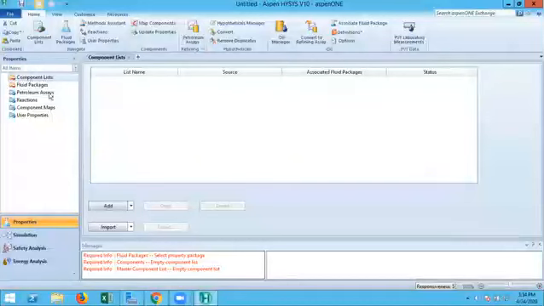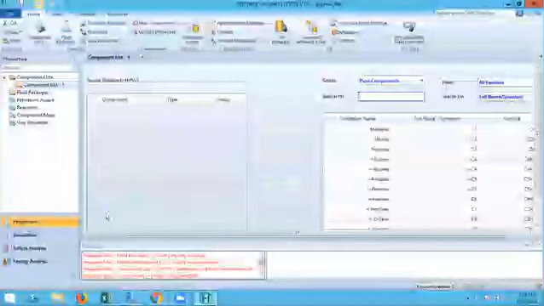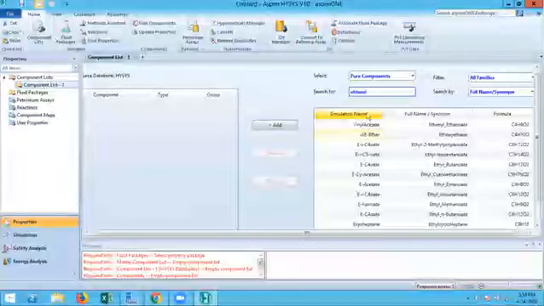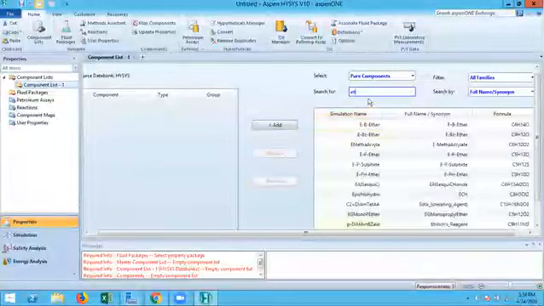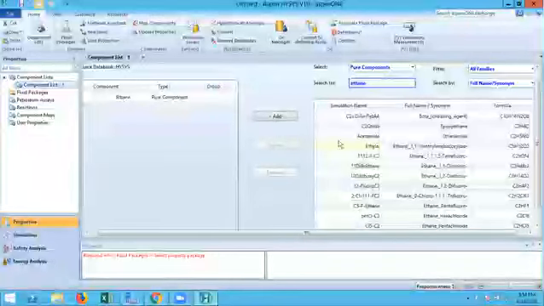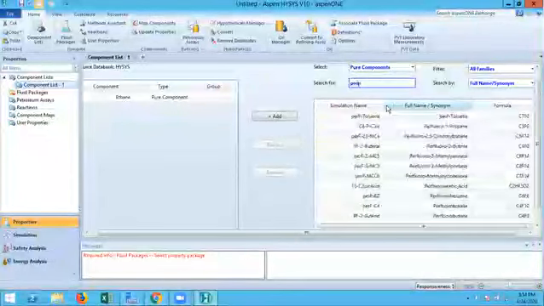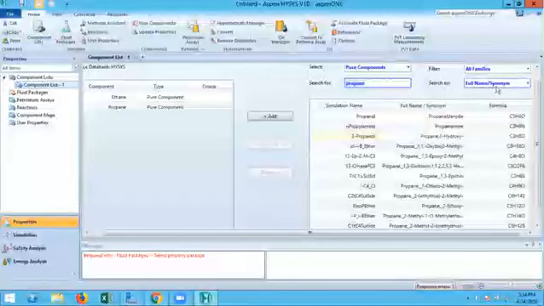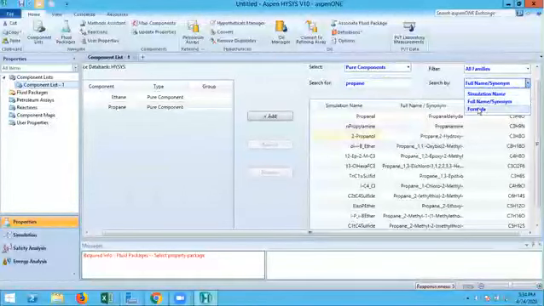First of all, I have to tell Aspen HYSYS what components I have in this system. So I will press add, and then start adding my components. Here I can search for my component. My first component is ethane, which is here, and I'll press add, and you will see that the component now appears here. The next component is propane, and I can add it again. Remember that I can search either by the full name or by the formula.